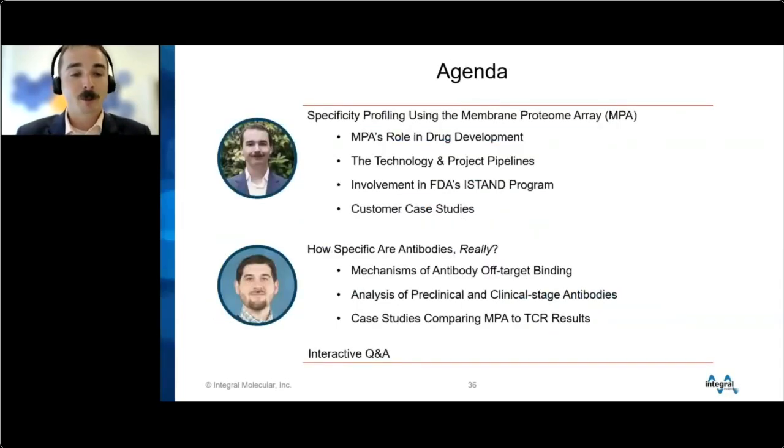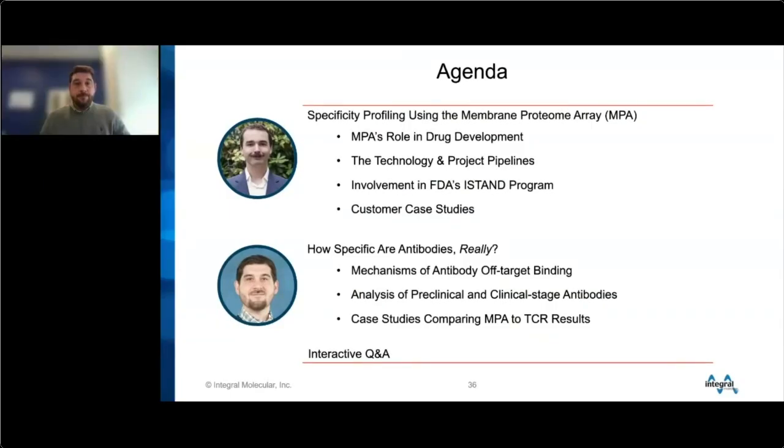So now I want to pass this off to my colleague, Riley Payne, who will finish the discussion with how specific antibodies really are. Thank you, Jonathan. Now, with all of these new insights, we wanted to take a more exhaustive scientific approach to answer the question of how specific clinical antibodies really are. In the next few slides, I'll discuss some of the mechanisms of antibody off-target binding, give you an analysis of preclinical and clinical stage antibodies, and then talk about some case studies comparing the results of our MPA platform to the TCR, tissue cross-reactivity studies that Jonathan mentioned.